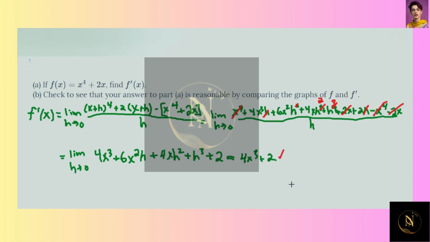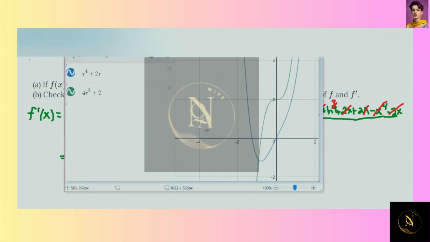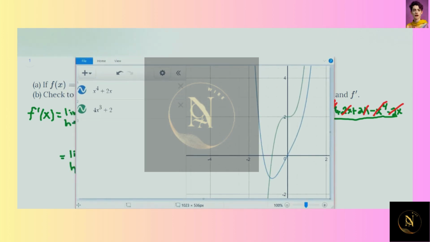Now we will verify in part B by checking our answer from part A to make sure that it's reasonable, comparing the graphs of f and f prime. So we're going to plot both f of x, x to the fourth plus 2x, and f prime of x, 4x cubed plus 2, and see if this answer is reasonable. So we have pulled up f of x, which is in blue, and the derivative, which is in green here, with the functions that we were given and which we found.